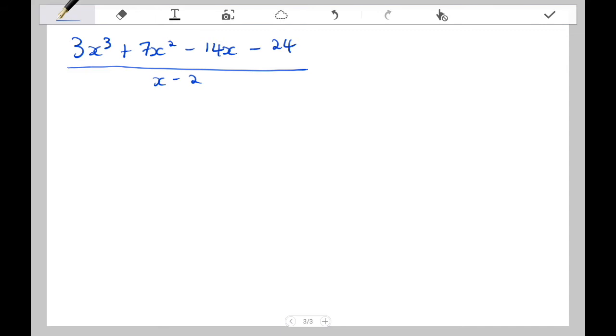So the way that we do this is we set up this bus shelter, which looks like this, and we put our numerator inside the bus shelter. So we have 3x cubed plus 7x squared minus 14x minus 24 in here. And then on the outside, we have our denominator, x minus 2.